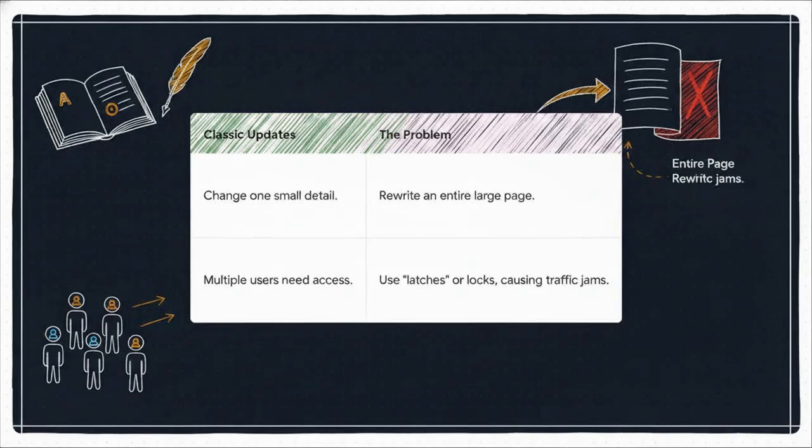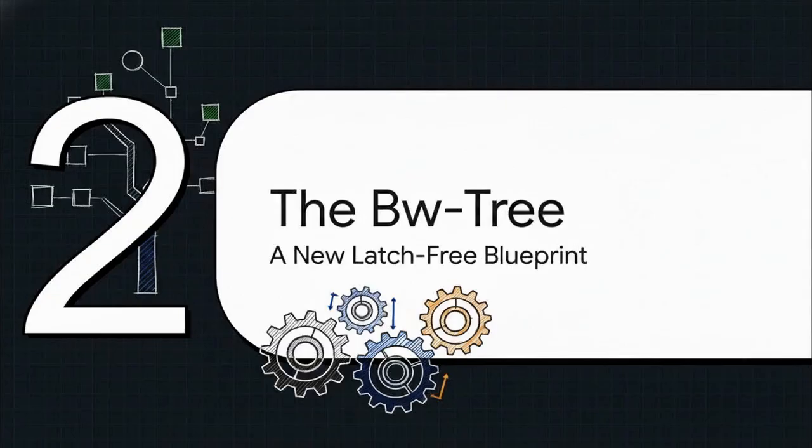Then you've got concurrency. When a bunch of users are trying to make changes at the same time, the system uses latches, and you can just think of them as locks, which create these huge digital traffic jams, forcing everyone else to wait in line. So what's the fix? Well, this is where the Bw-tree comes in. And it is an incredibly clever evolution of the B-tree, designed specifically to get rid of these bottlenecks with a totally new, and this is key, latch-free blueprint.